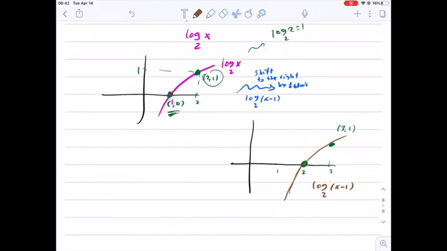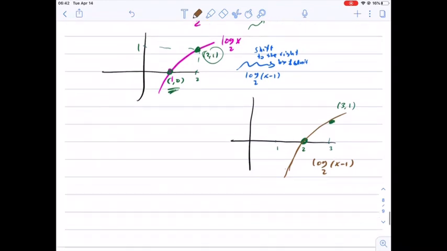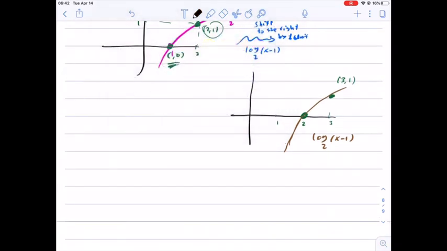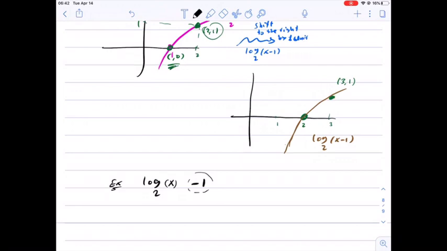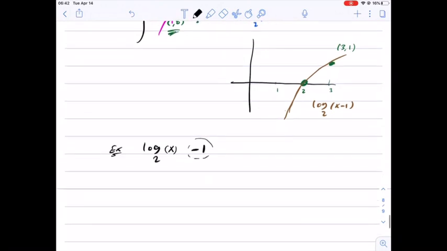So this is the graph of log base 2 of x minus 1. Now if we want to find the graph of log base 2 of x, all minus 1. Here we subtracted 1 from the whole logarithmic function. So that means we need to pull everything in that graph down one step.